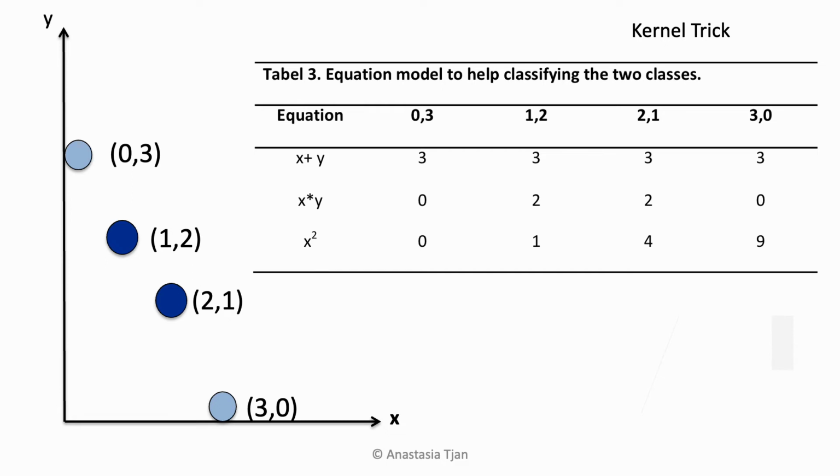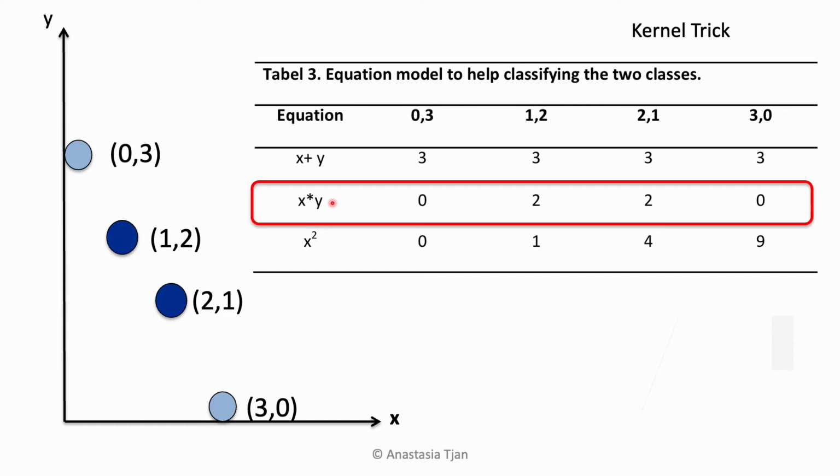There are three formula options to help classify the two. The first is x plus y, the second is x times y, and the third one is x squared. The x times y equation seems to give a better result, which can help to distinguish the cyst and nodule. X times y for the light blue is 0, and for the dark blue is 2. And what can separate 0 and 2? The answer is 1, which is x times y equals 1.